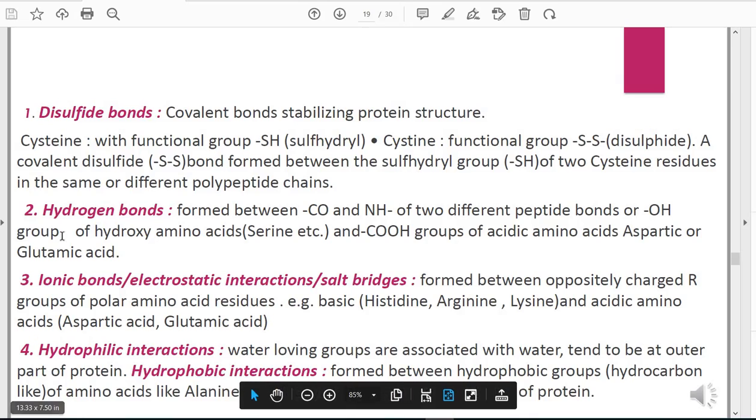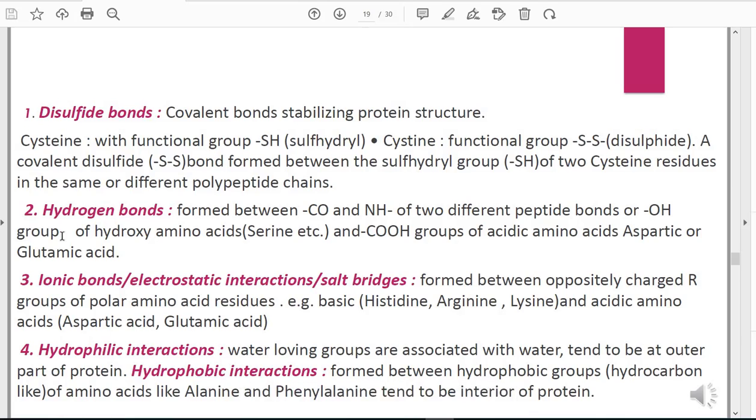And the last type of interactions or bonds is the hydrophobic and hydrophilic interactions. Hydrophilic means water loving. They are associated with water, forming bonds with water, so they tend to be on the outer surface of the protein. Hydrophobic means doesn't like water, so it tends to be in the interior of the protein, like hydrophobic nonpolar amino acids like alanine and phenylalanine.